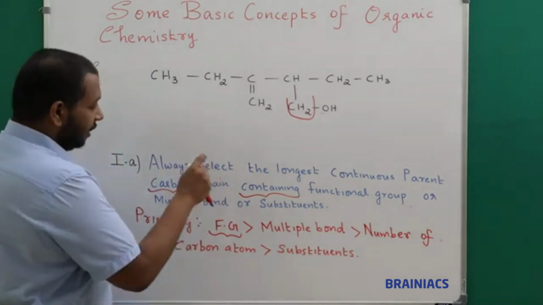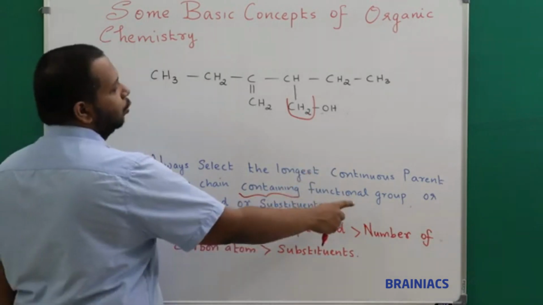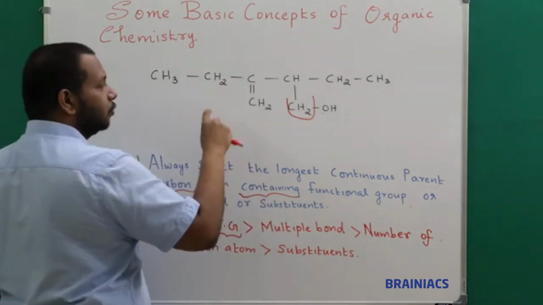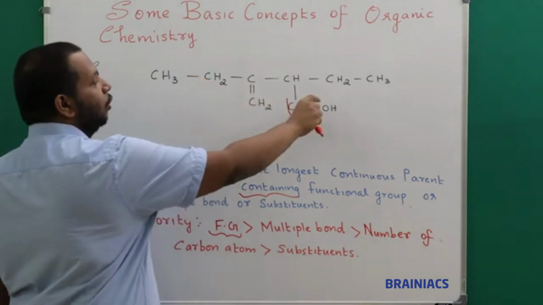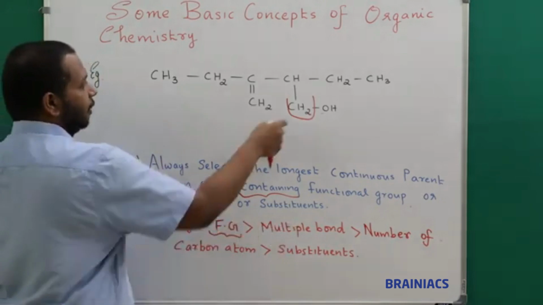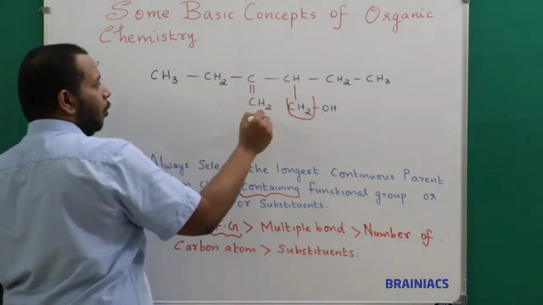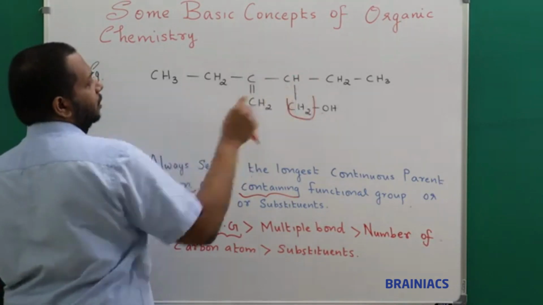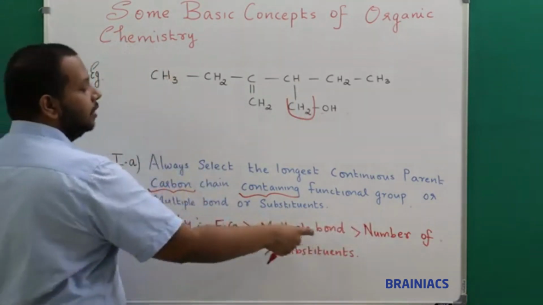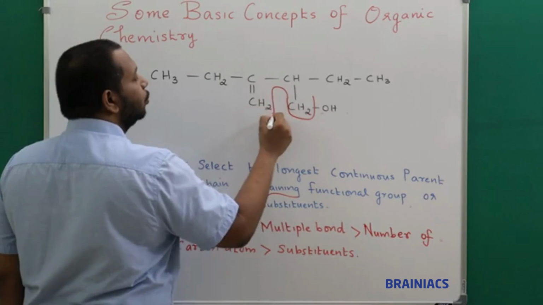But please remember here they are telling very clearly, always select the longest continuous parent carbon chain containing functional group or multiple bond or substituents. That means if it is possible to include a multiple bond also along with your parent carbon chain, you should mandatorily include that. Then only the preference goes to number of carbon atoms, because here if you count it has 5 carbon atoms, and here if you go in this way, only 4 carbon atoms will come into picture. But here it has the multiple bond. And now tell me who has preference, multiple bond or number of carbon atoms? We know that multiple bond has much more preference than number of carbon atoms. So we need to mandatorily go this way.